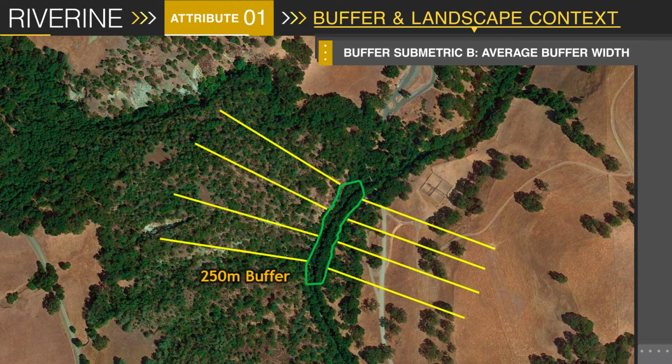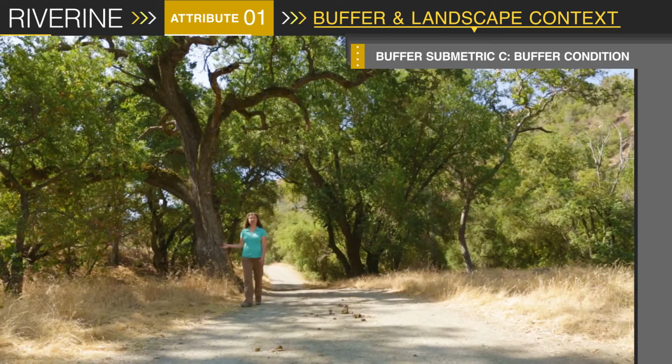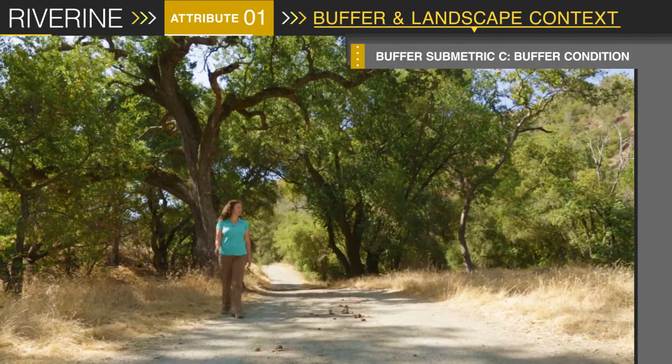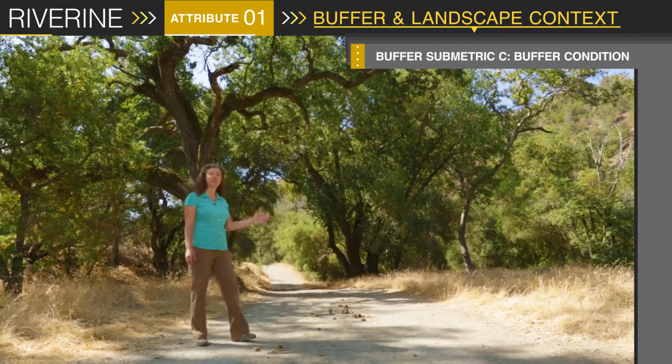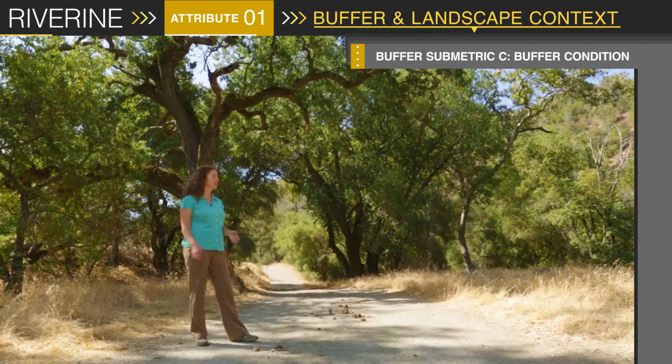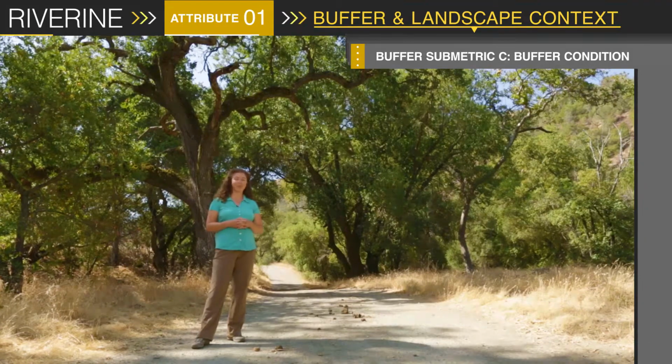We're here on the right bank of Alameda Creek in the buffer zone for our assessment area. In order to assess buffer condition, we're going to look at the presence of native and non-native vegetation, any soil disturbance or compaction, and human visitation.